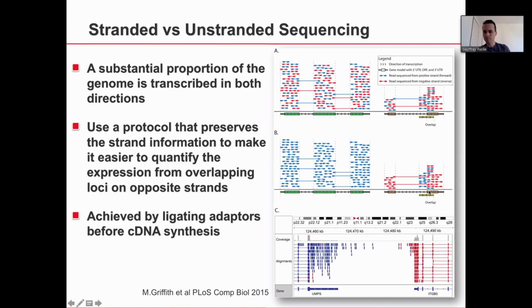This is achieved by a trick with the way that the adapters are ligated before cDNA synthesis. We can actually tag the cDNA molecules to figure out which strand they came from. So this is an important trick for RNA-seq.